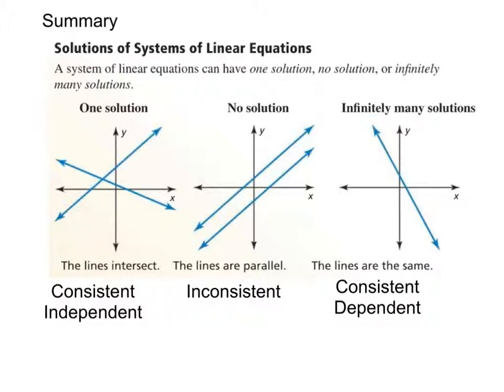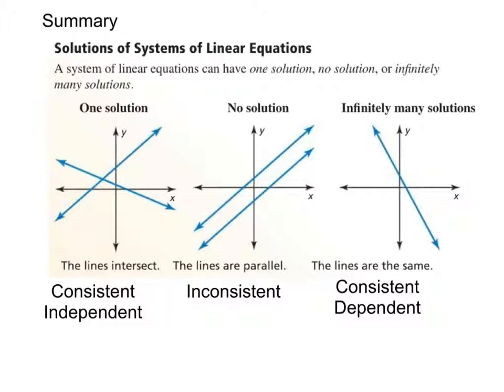Remember that algebraically, if we use elimination or substitution, for the one solution problems, we'll be able to find a value for x and y. Could be 0 in one or both cases, but we can get actual numbers for x or y. For the no solution, when we're solving using one of those two methods, we'll end up getting a statement that's false, something like 2 equals 4.